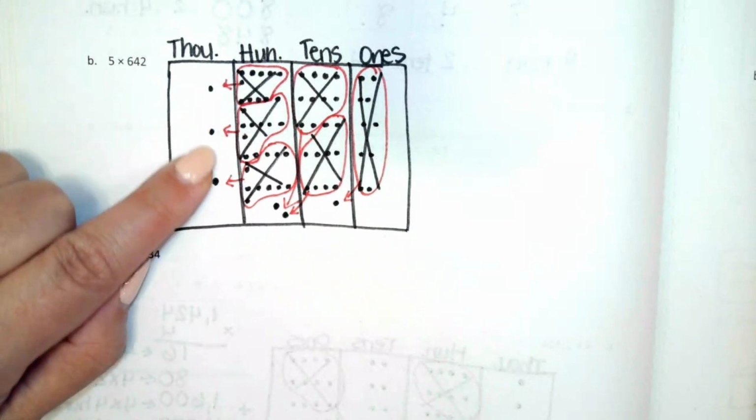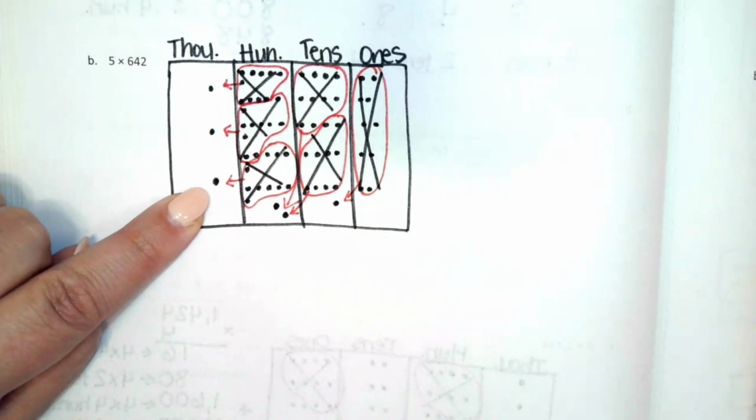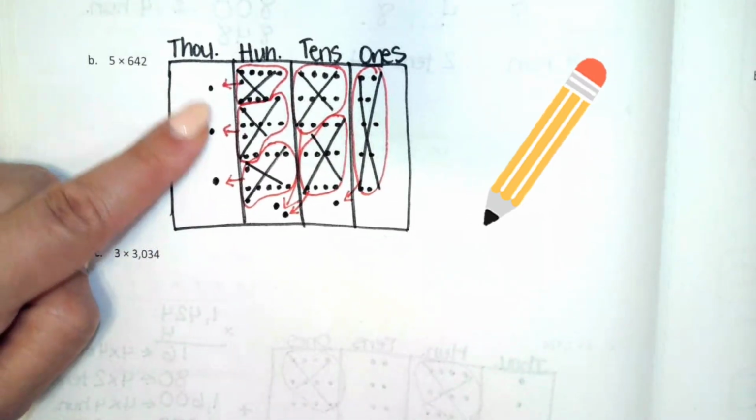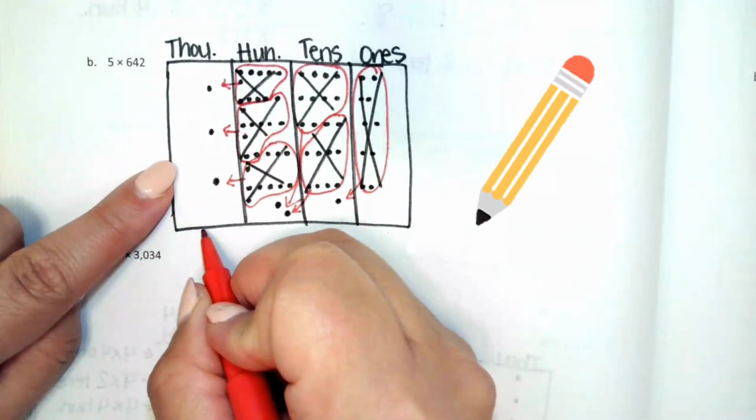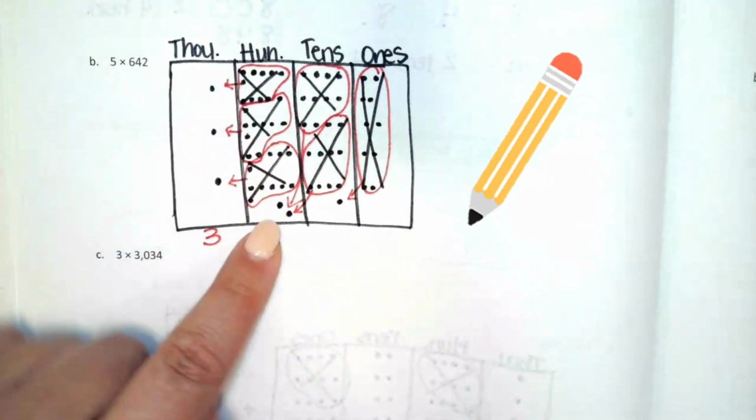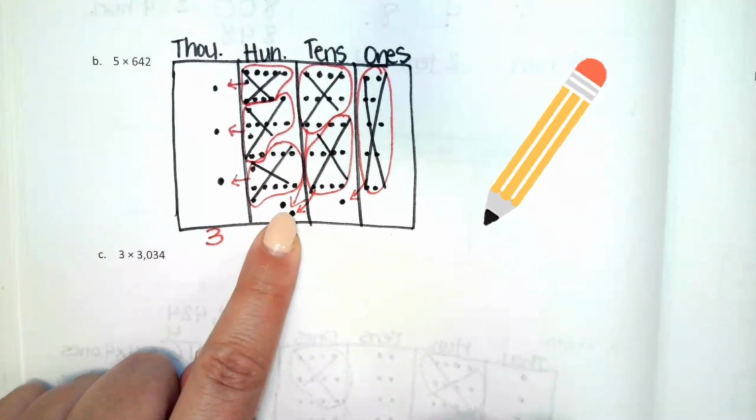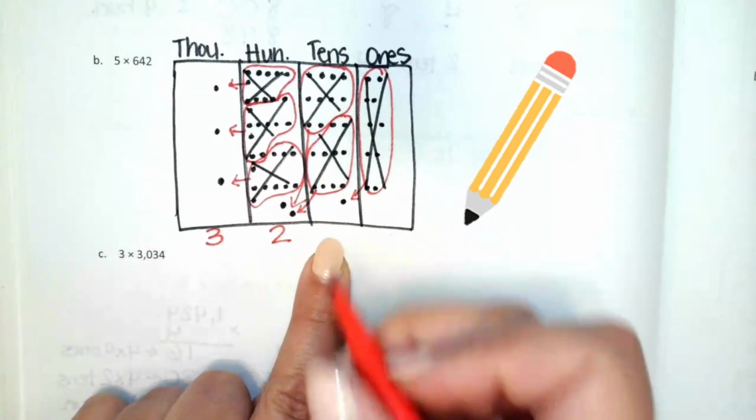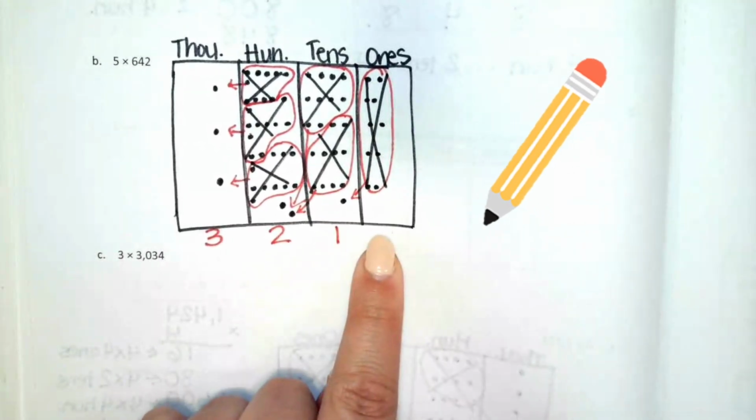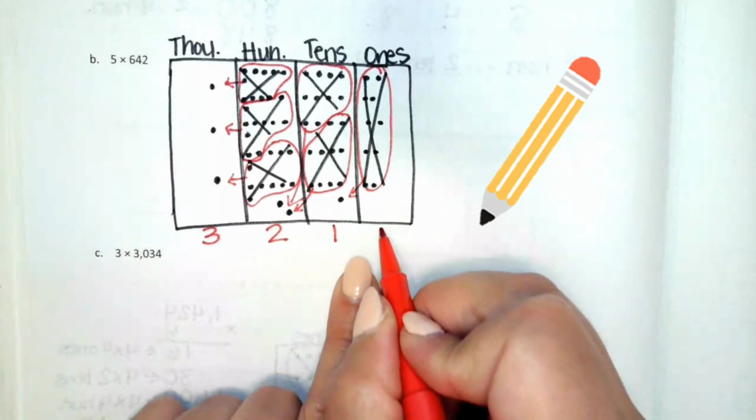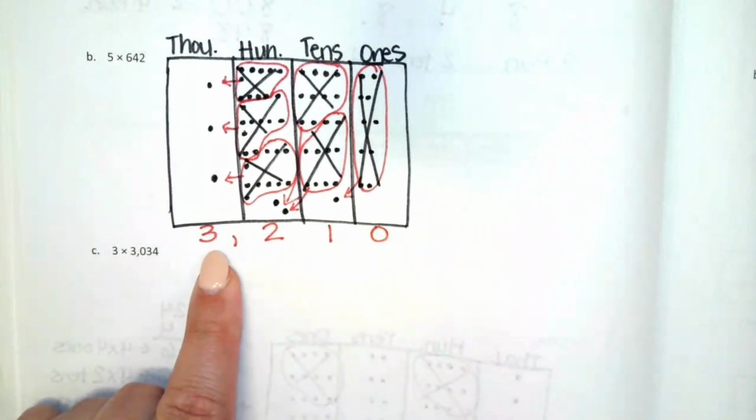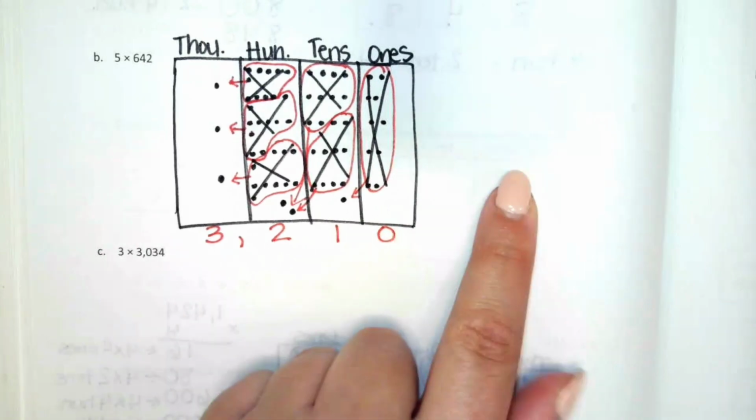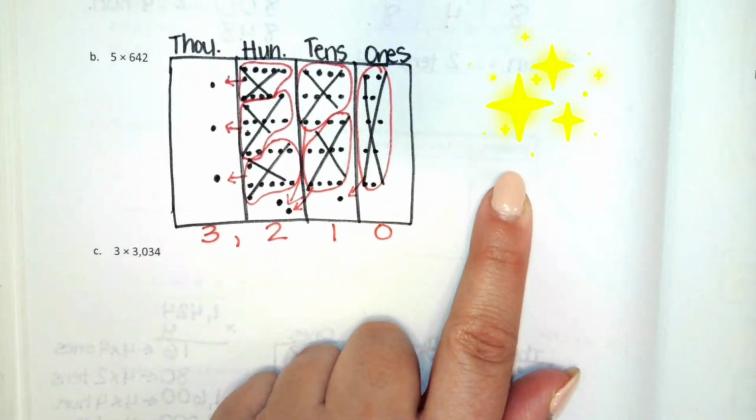And there are 3 thousands. That's not enough to bundle. Let's label what we have in each column. How many thousands? 3. How many hundreds do we have now? These 2 right here. How many tens? 1. How many ones? 0. Let's put our comma here. We got 3,210. Now let's do our partial product strategy on the side.